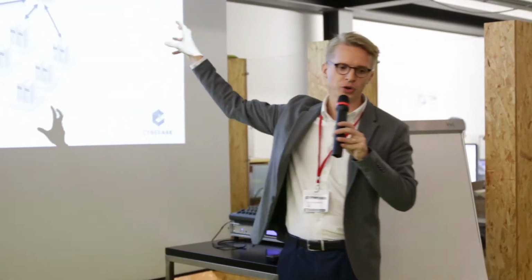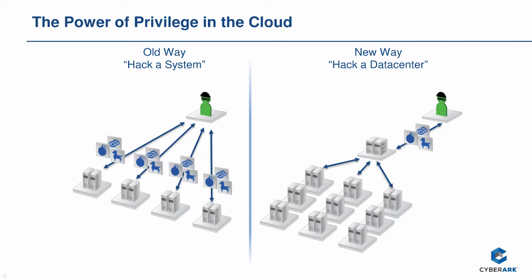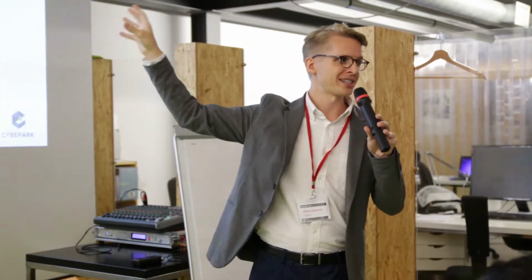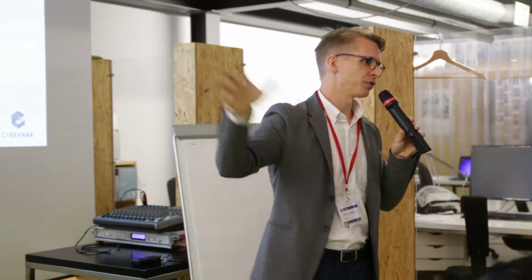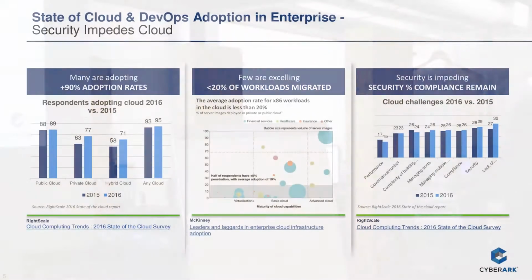We're seeing a concentration of privilege, whether that's for a human operator, someone who's actually putting things into the cloud, or whether you're doing automation. If you're doing automation and you have tools like Jenkins, Ansible, Puppet, you've got privilege there, and if you can attack those, you can compromise everything underneath that.